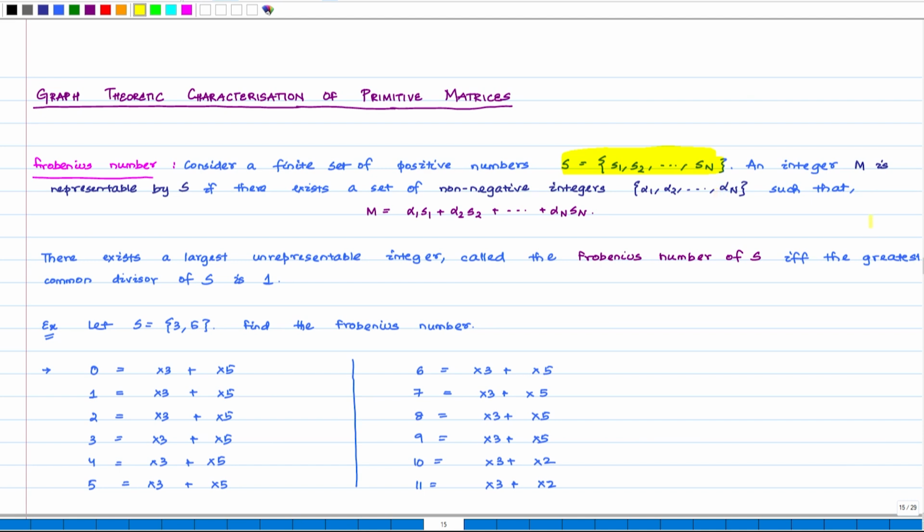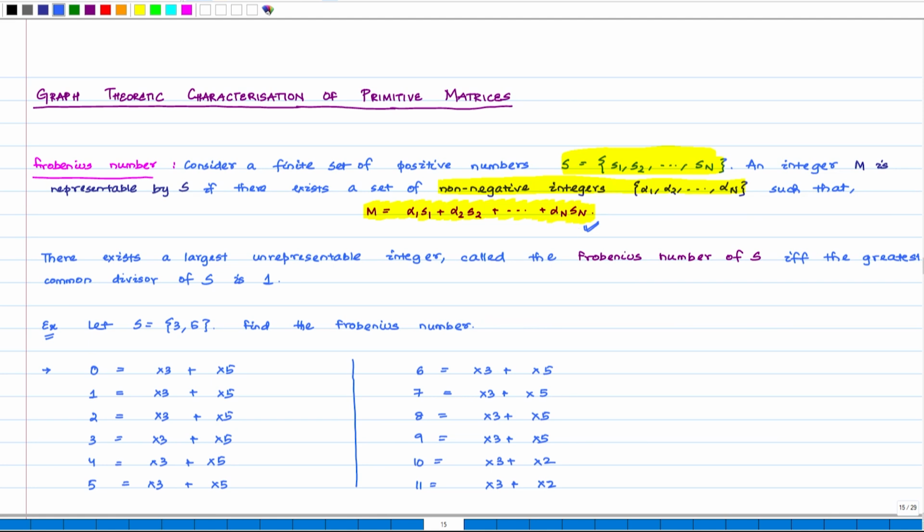Then we say that an integer m is representable by S if there exists a set of non-negative integers alpha 1 to alpha n. Note that these are non-negative, meaning 0 is included, such that we can express m as a linear combination of the numbers s1 to sn, where the coefficients are nothing but the non-negative integers alpha 1 to alpha n, as written here.